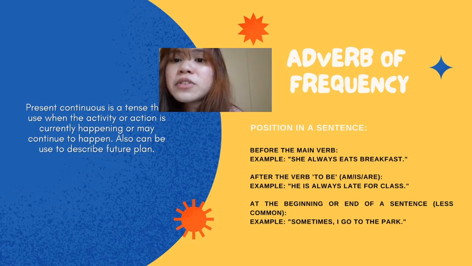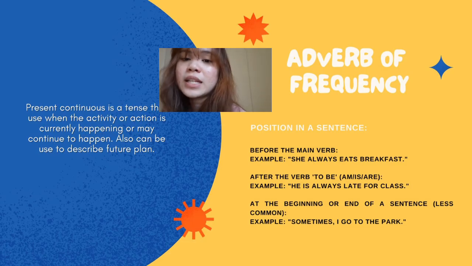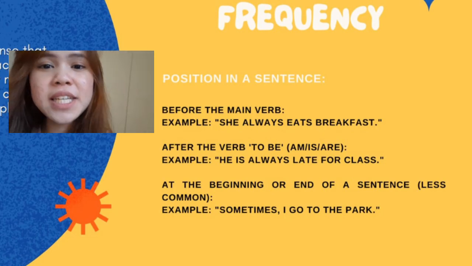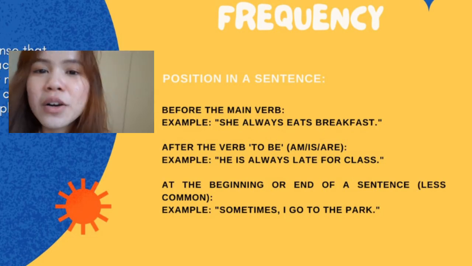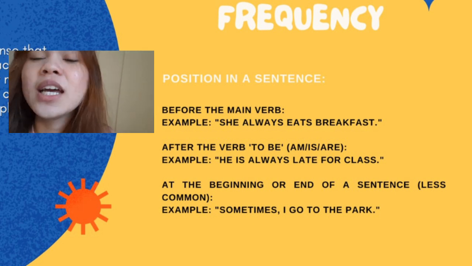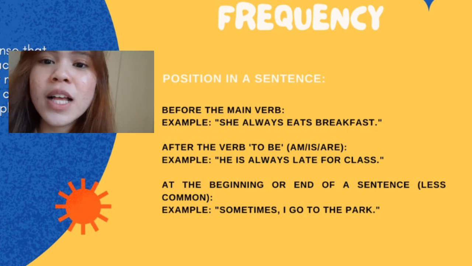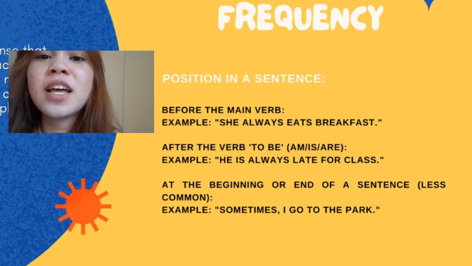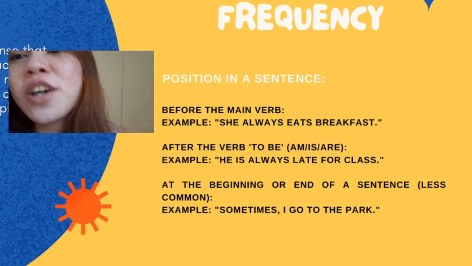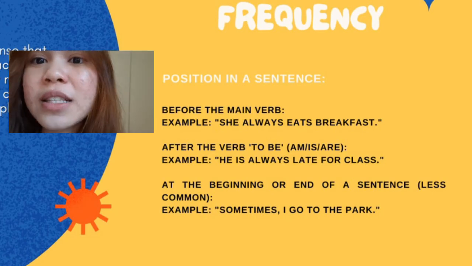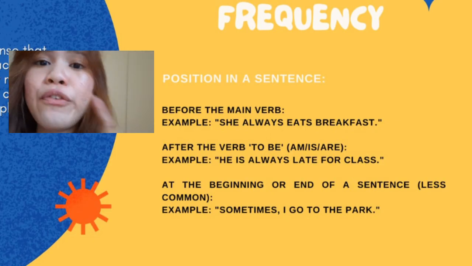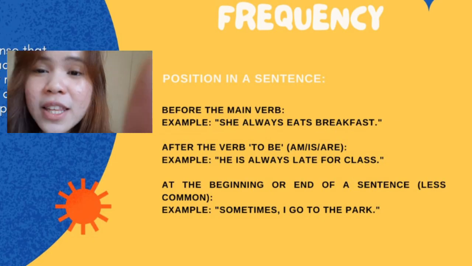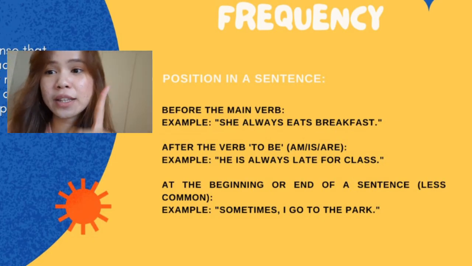Now let's talk about the position of these adverbs in a sentence. Before the main verb, for example, she always eats breakfast. After the verb to be, am, is, are, for example, he is always late for class. Third, at the beginning or end of a sentence, although this is less common. For example, sometimes I go to the park. Understanding this position helps make your sentences clear and natural.